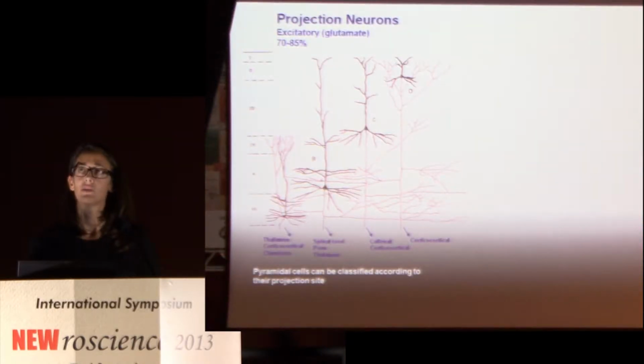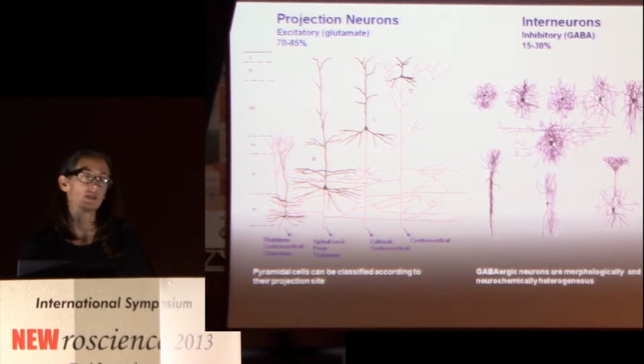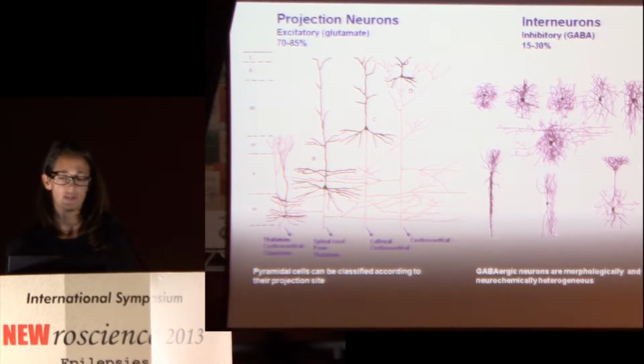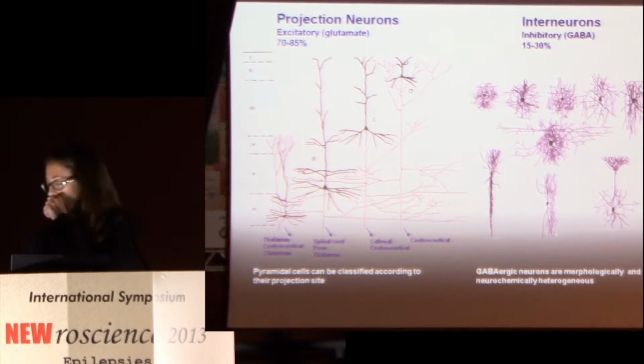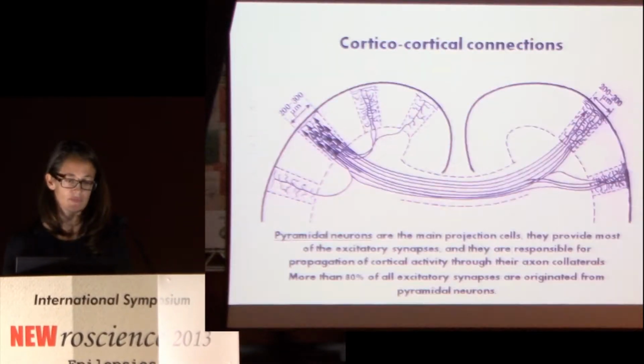The pyramidal neurons are also considered the projection neurons of the neocortex. They use glutamate as a neurotransmitter and are considered to be excitatory, and they are about 70 to 85% of the total population of neurons, depending on the region and the kind of cortex that we are studying. The pyramidal cells can be classified according to their projection sites. The interneurons are considered to be inhibitory because they use GABA as a neurotransmitter. They represent about 15–30% of the overall population, and they are morphologically and neurochemically very heterogeneous.